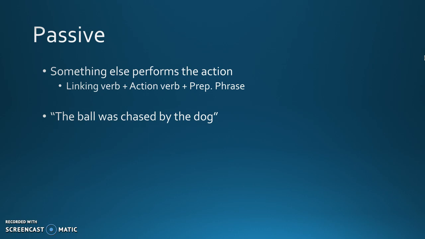The ball was chased by the dog. The "was" is the linking verb, then the action verb is "chased," and the prepositional phrase is "by the dog." Unlike the first sentence that we saw with the active voice, the ball is not the one performing the action, and is in the first part of the sentence.